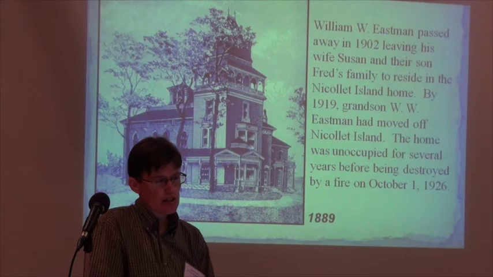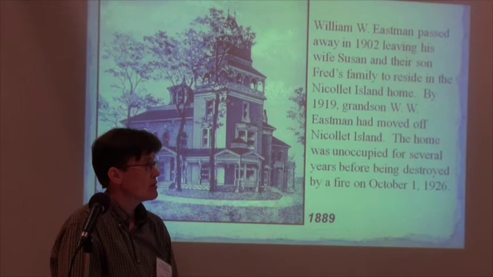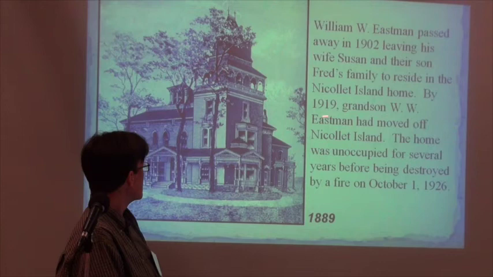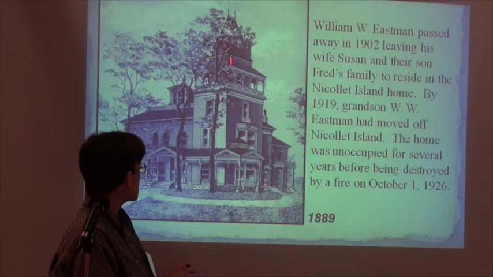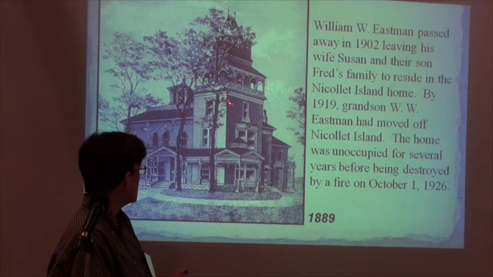But this illustration from 1889 shows what the home became after the work that Leroy Buffington did in 1881. Most notably, he added this substantial tower to this side of the building. So here's the original home. He added this tower, and he added a rear wing off the back, a kitchen wing, and some additions here as well. So definitely a major change to the structure.